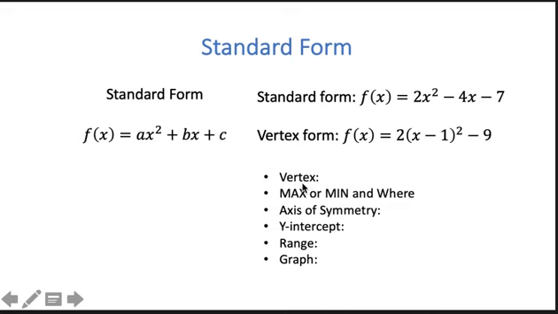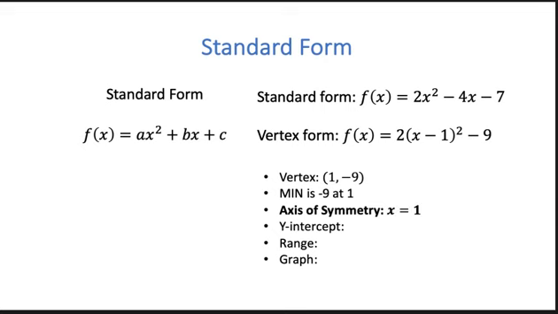So we can find that vertex very, very easily. Do you remember what the vertex is? Hopefully you know that the vertex is (1, -9). Is that vertex a max or a min, and where does that occur? Well, since 2 is positive, it's definitely a minimum. And so the minimum is -9, and it occurs at x = 1. What about that axis of symmetry? The axis of symmetry is the vertical line through the vertex, so it's x equals 1.